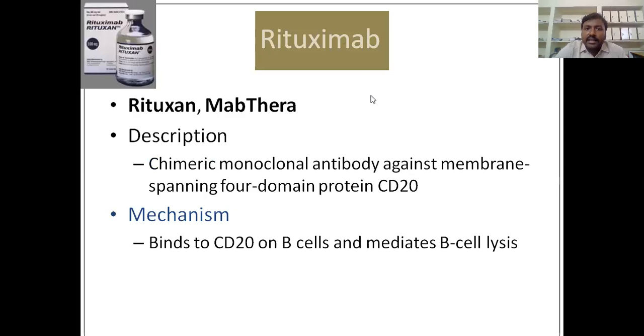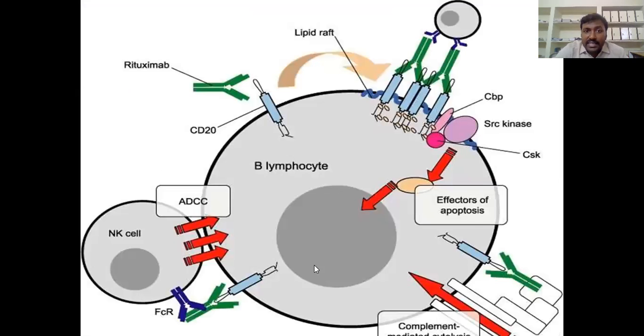Same like that, rituximab binds to the CD20 protein on B cells, and after that B cell lysis happens. Okay, this is a diagrammatic representation: this is CD20, and when rituximab is bound, cell lysis happens. So these are all antibodies that, when bound, cause cell lysis. This is one diagrammatic representation.